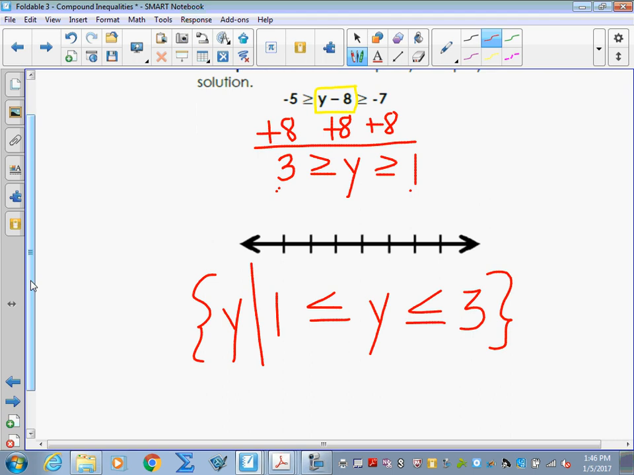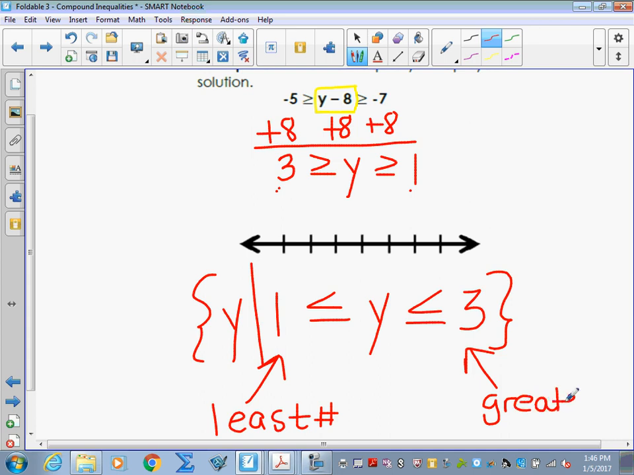So for set builder, you should have, and I'm going to write it out, the least number first, and then the greater number next. Okay, and the variable, of course, goes in the middle. And we're going to always use the less than or less than or equal to depending on if it has an equal sign under it or not. But it'll always be less than symbols. Okay, because you're going from least to greatest.